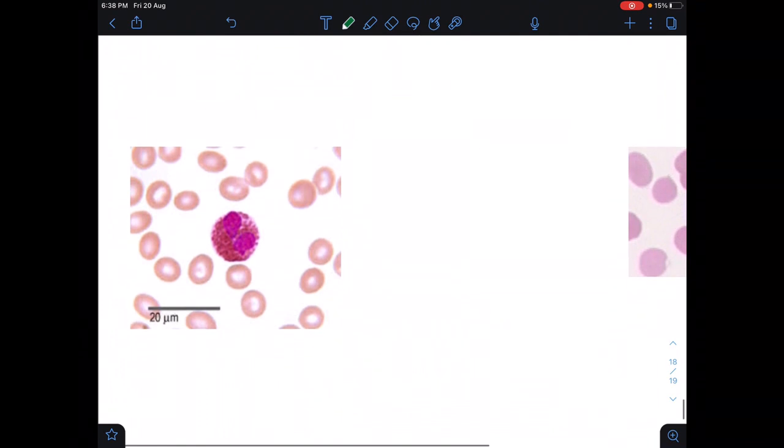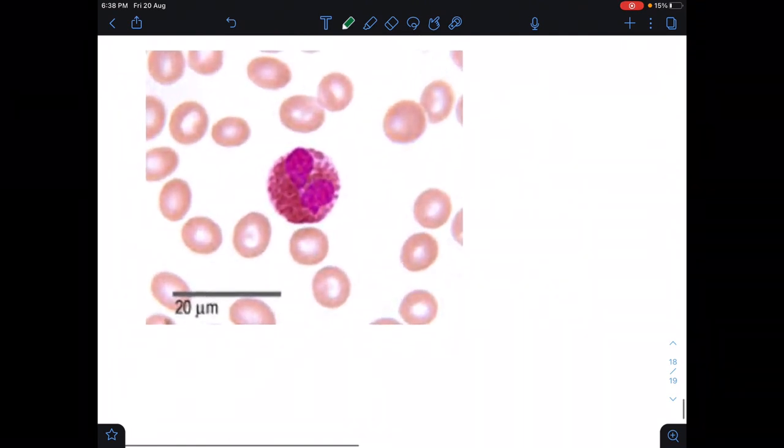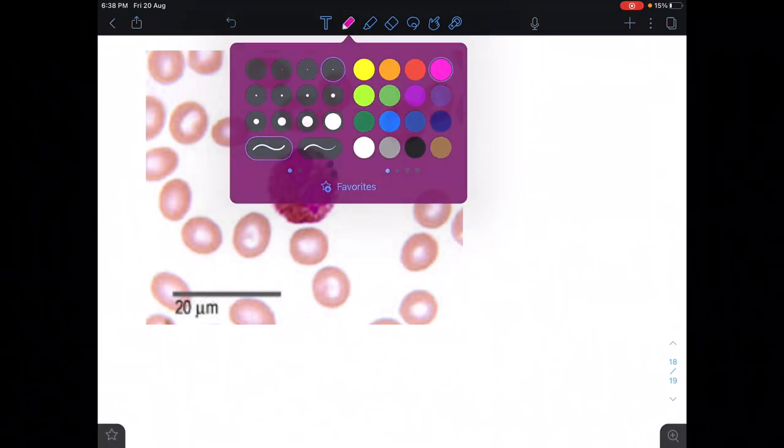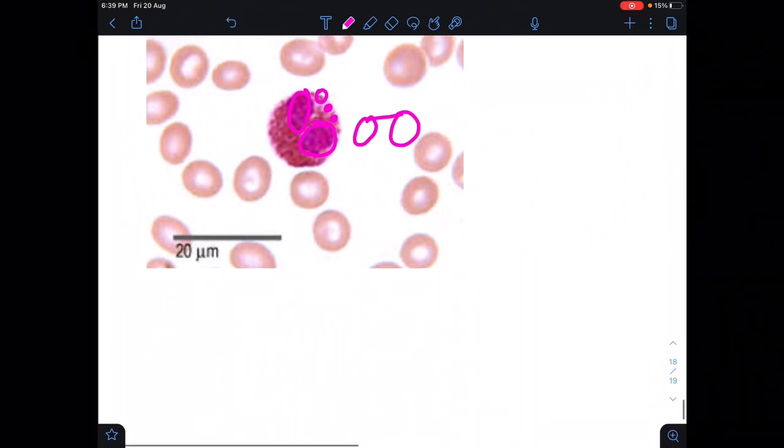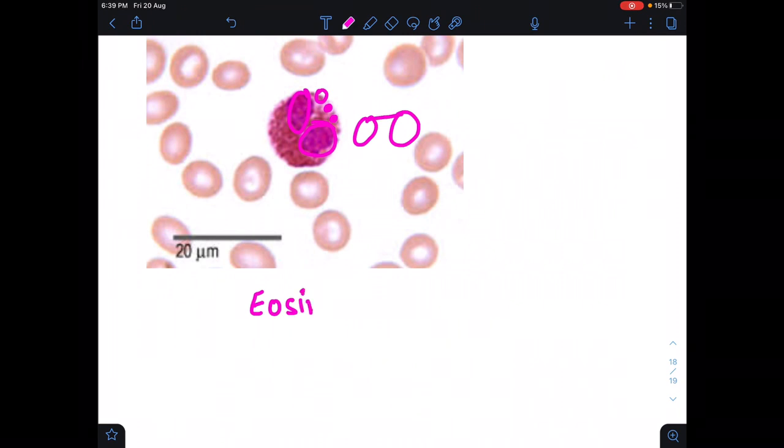Now the next image. In the next image, as you see here under the microscope, particular orange-red granules are present inside the cell. As you see here, these granules are seen, and the shape of the nucleus is like this. So it means that it is an eosinophil.